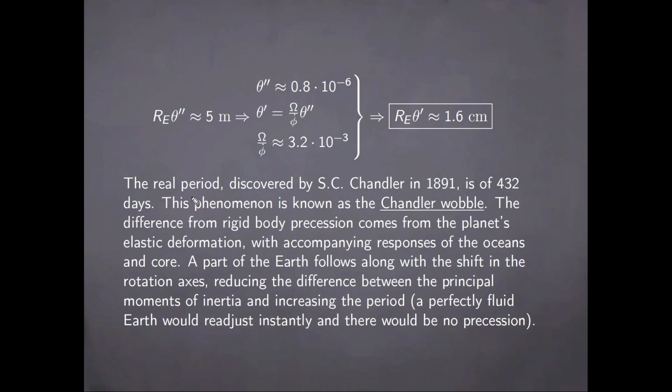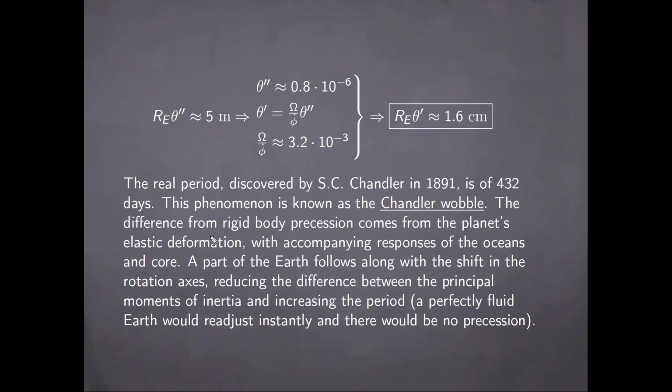Now, what happens in reality is that the period is significantly different from the one predicted by these considerations, and it was discovered by Chandler back in 1891, as having the value of about 432 days. And the dynamics is quite a bit more complex, and it carries the name of the Chandler wobble.